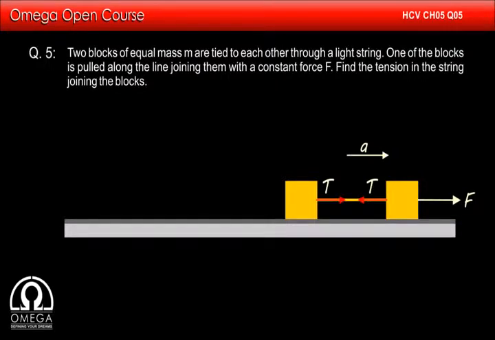Tension will pull the block on the right side towards left and the block on the left towards right. The only horizontal force acting on the block on the left is this tension, and the block moves because of this tension. Let us now draw the free body diagram of the blocks.